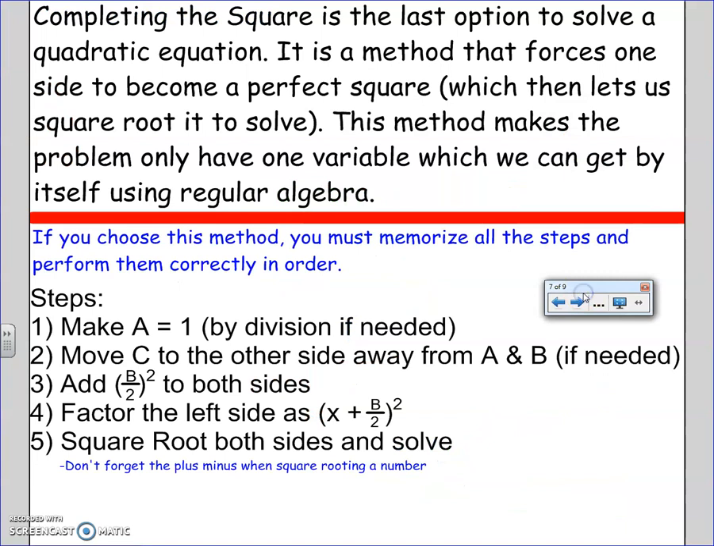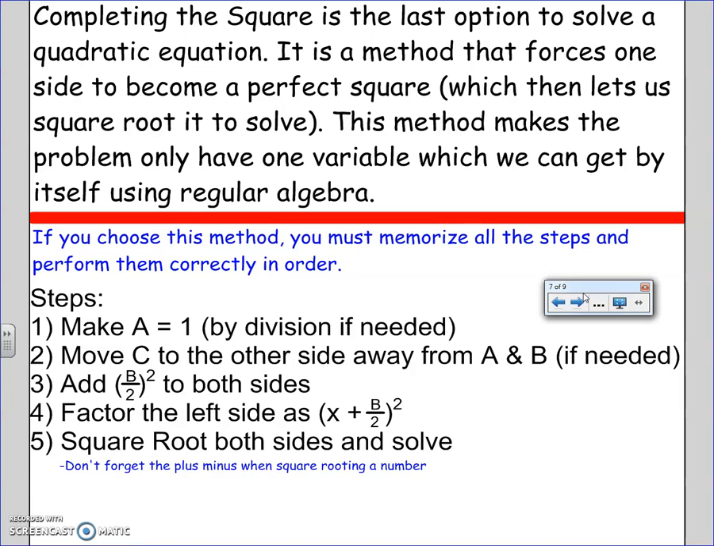Alright, the last method is called completing the square. It's a method that forces one side to become a perfect square, which then lets us square root it. It becomes square rootable. This method makes the problem have only one variable, which we can get by itself using regular algebra. So you'll see we'll square root both sides later on.